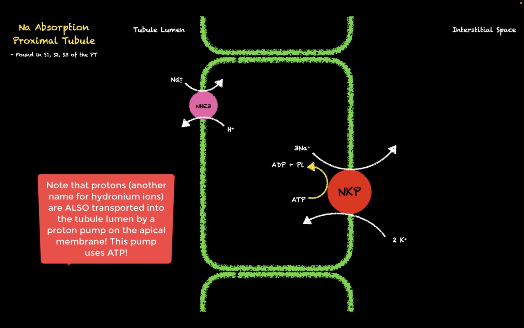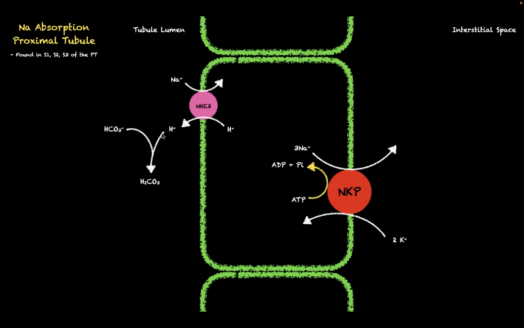So after the hydronium ion is brought into the tubule lumen, it is going to combine with bicarbonate in the tubule, and these two are going to form carbonic acid. So carbonic acid is then going to be converted into 2 molecules. And this conversion is going to take place via carbonic anhydrase 4, which is present on the brush border membrane. So what we see here is that this enzyme is actually connected to the cell membrane.